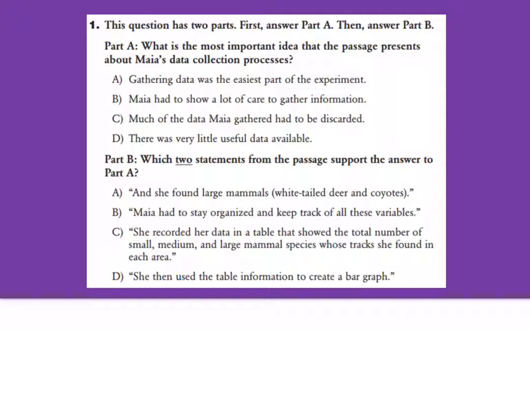A. Gathering data was the easiest part of the experiment. B. Maya had to show a lot of care to gather information. C. Much of the data Maya gathered had to be discarded. D. There was very little useful data available.